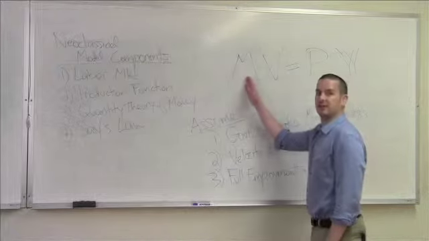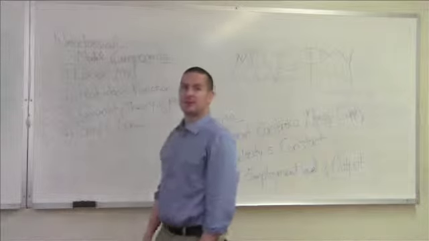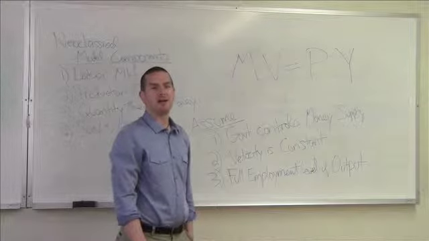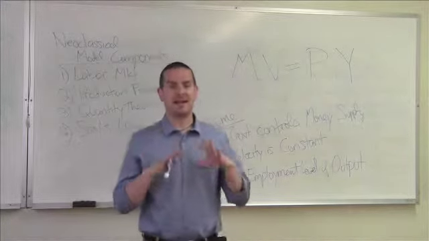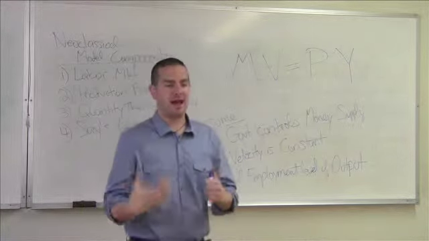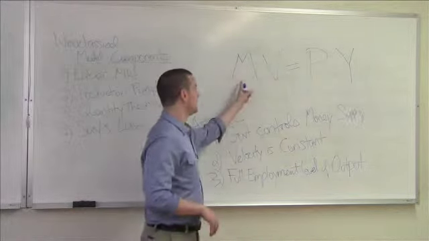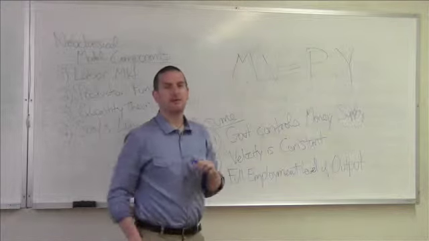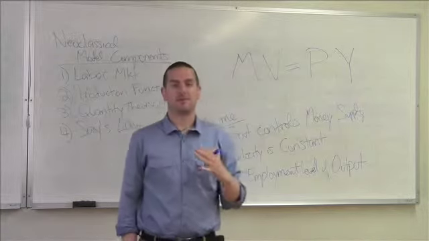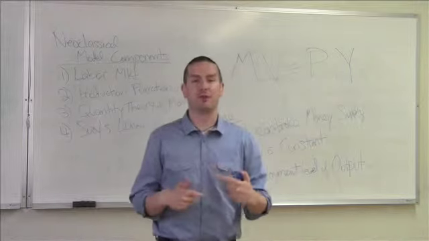So, the quantity theory of money: MV equals PY. M stands for the money supply, the amount of money that is in the U.S. economy. All the money that I have, that you have, that everyone has, the total money supply, that is M. V stands for velocity. It is the speed at which a dollar turns over.